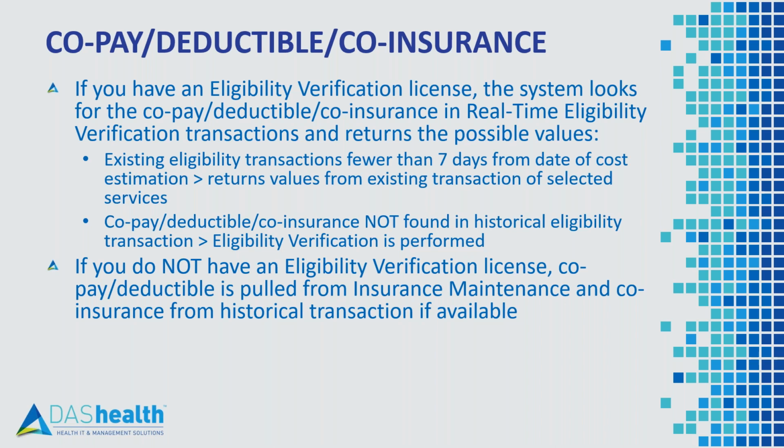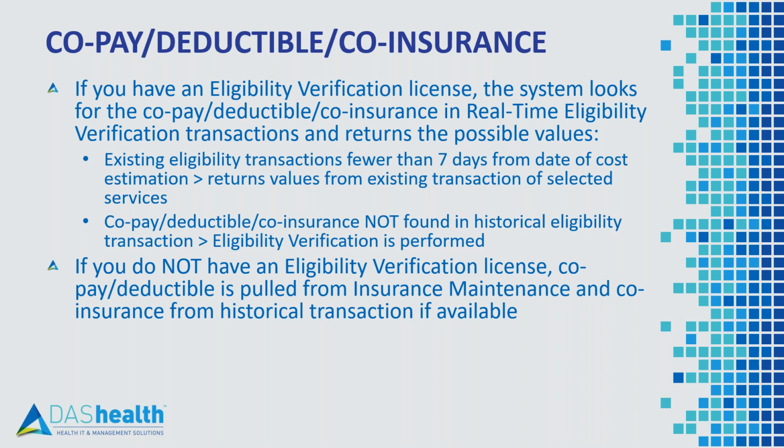Along the same lines, we also have copay fields, deductible, coinsurance. So you might be wondering how that's calculated. Again, if you have that eligibility verification license, if you're using that real-time eligibility in your system, it is going to look in a couple of places to return those values. Like with our allowed amount, it's going to look at existing eligibility transactions, as long as they're within 7 days, and basically return those values from that latest estimation.